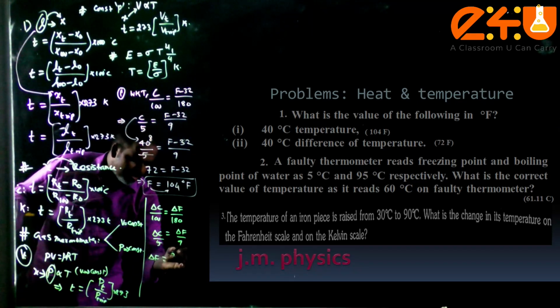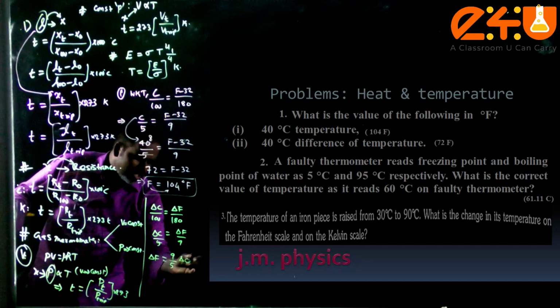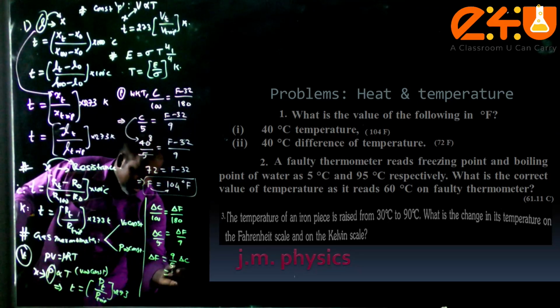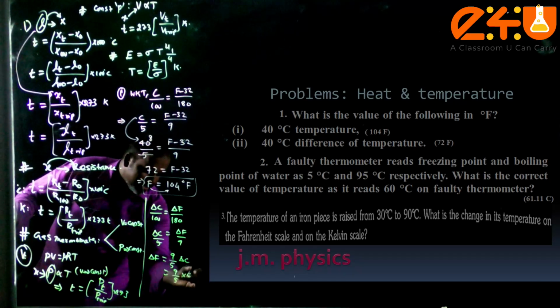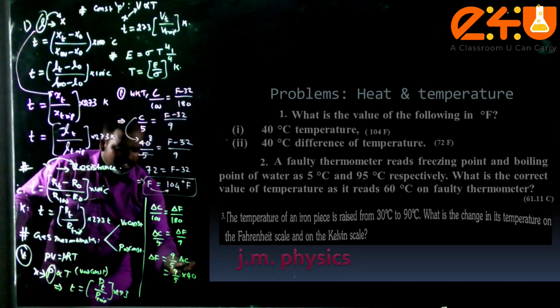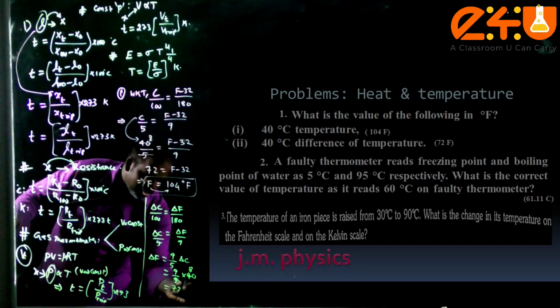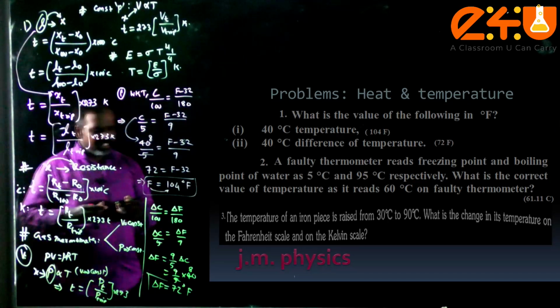Therefore delta F is equal to 9 by 5 into delta C. That delta C is given to be a 40 degree difference in temperature. Therefore 9 by 5 into 40 degrees, you just cancel out, it is 8 times, and that has to be 72 degrees Fahrenheit. So this is the value of the difference in temperature as given in the question.